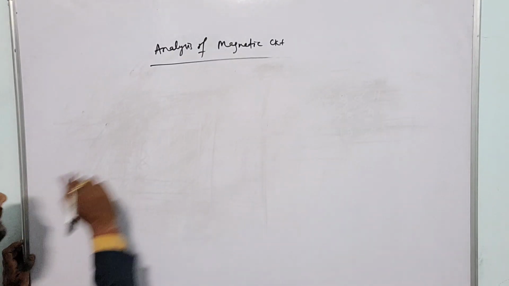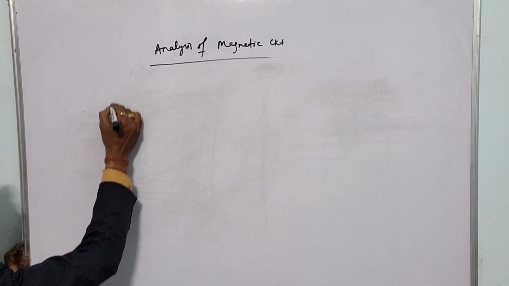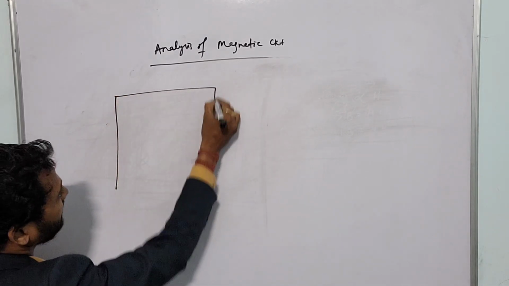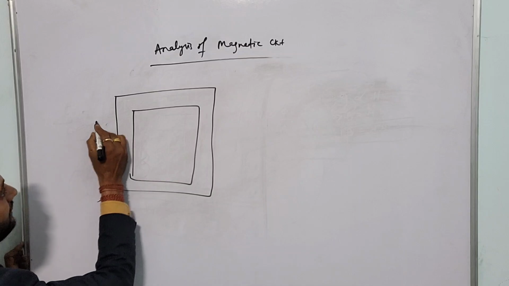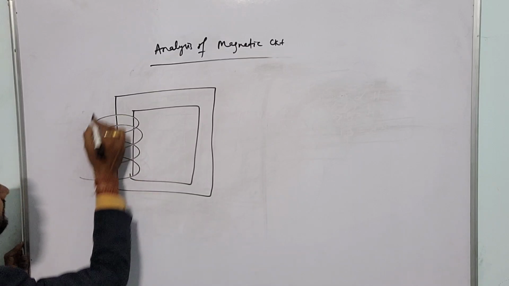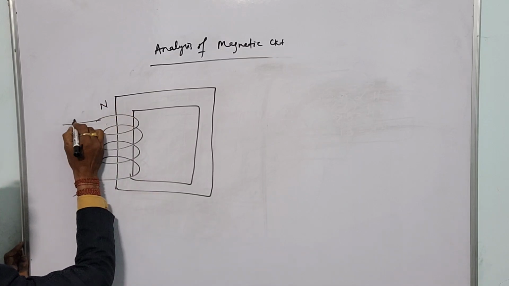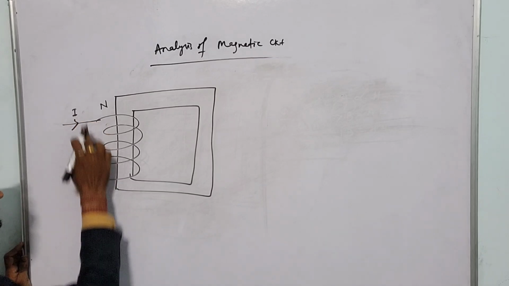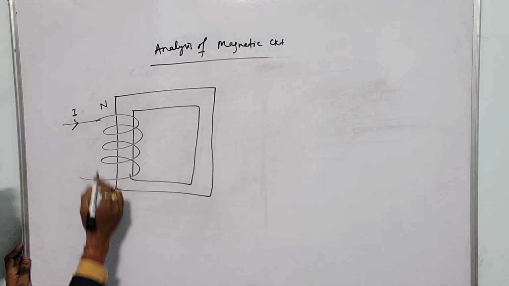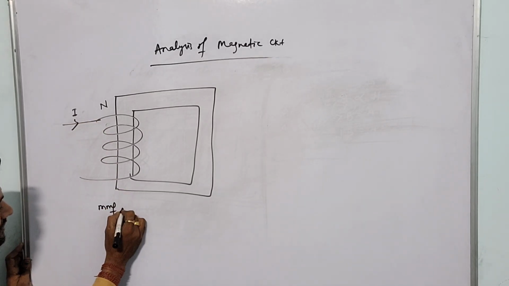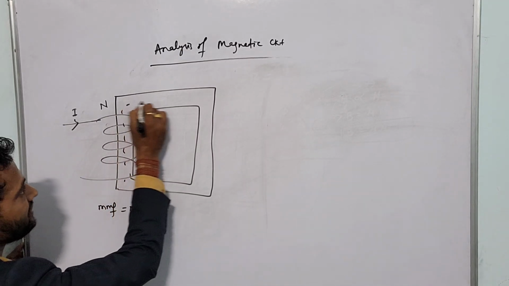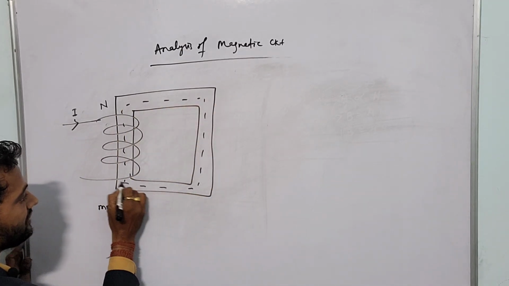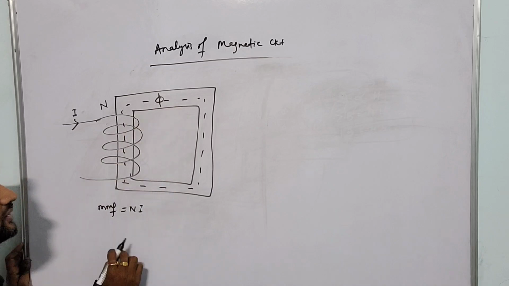Okay, now we'll go for analysis of magnetic circuit. To analyze the magnetic circuit, we have to consider a soft iron core, and this is the winding. Number of turns is N and I is the supply current. So the MMF which will be developed is equal to NI. That MMF will help to set up the magnetic flux inside the core, that is phi.